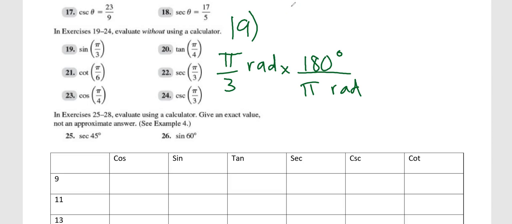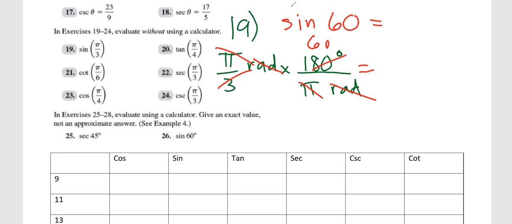Yep, that's a good idea. Anything cancel out? The pi's and the radians, yep. 3 goes into 180 how many times? 60 times. Ding, ding, ding. So this question is really the same as this question, the sine of 60 degrees.